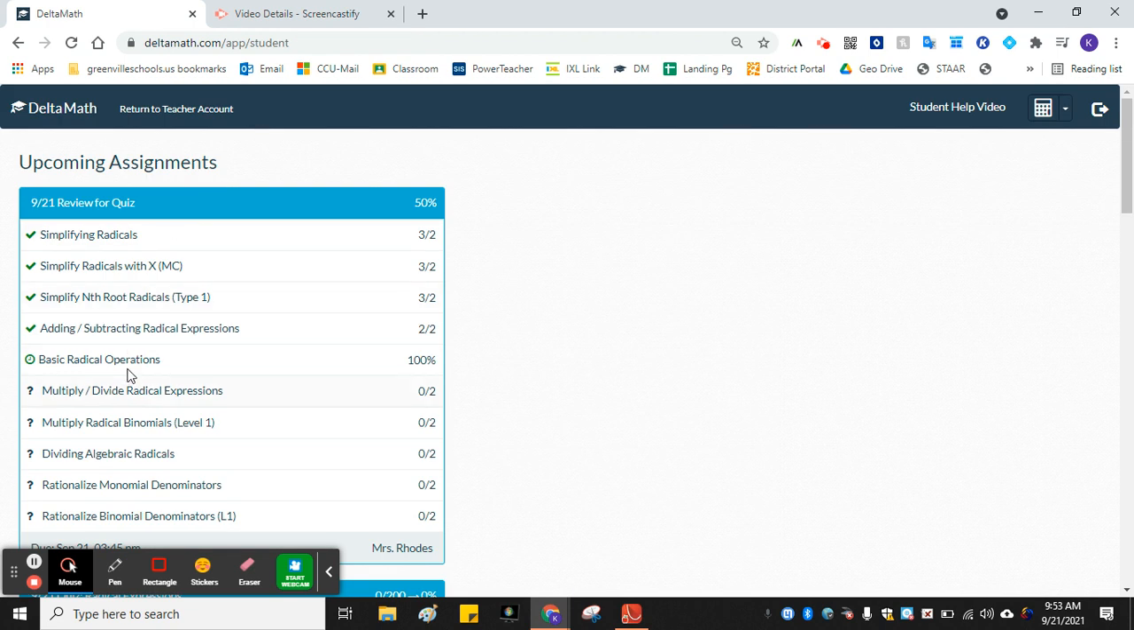Next section, multiplying, dividing. I'll actually move that down so that you multiply before you get to that.